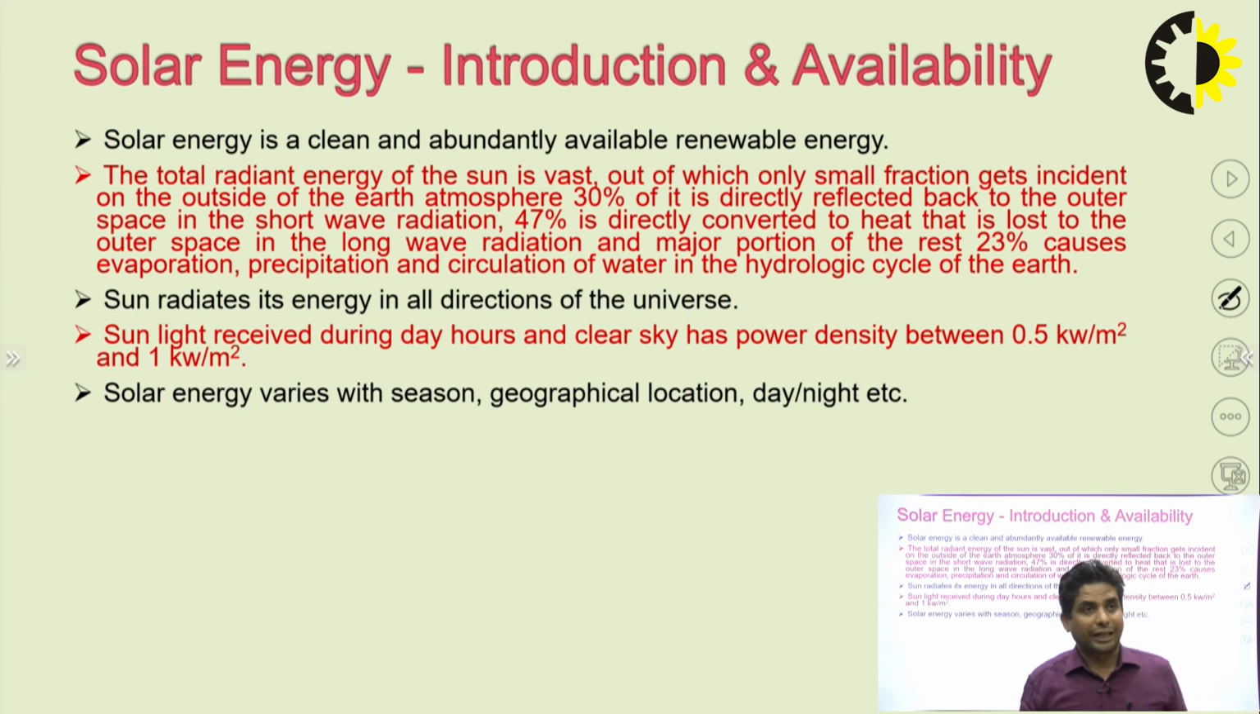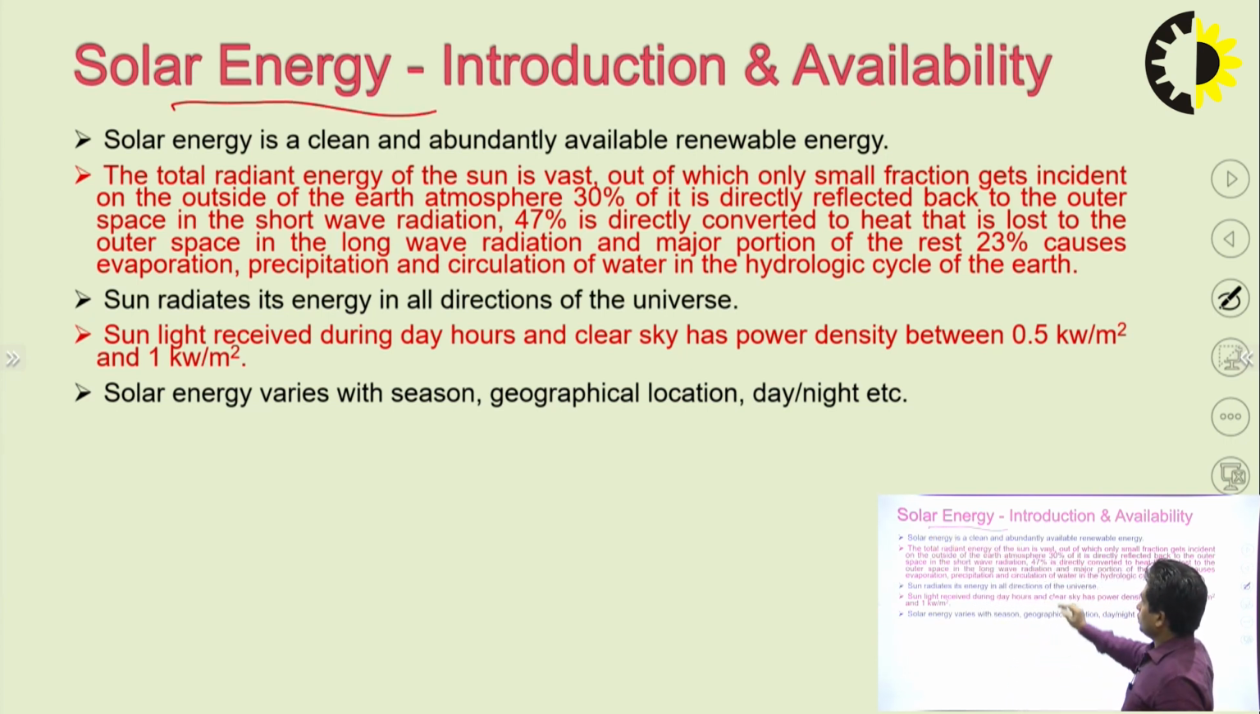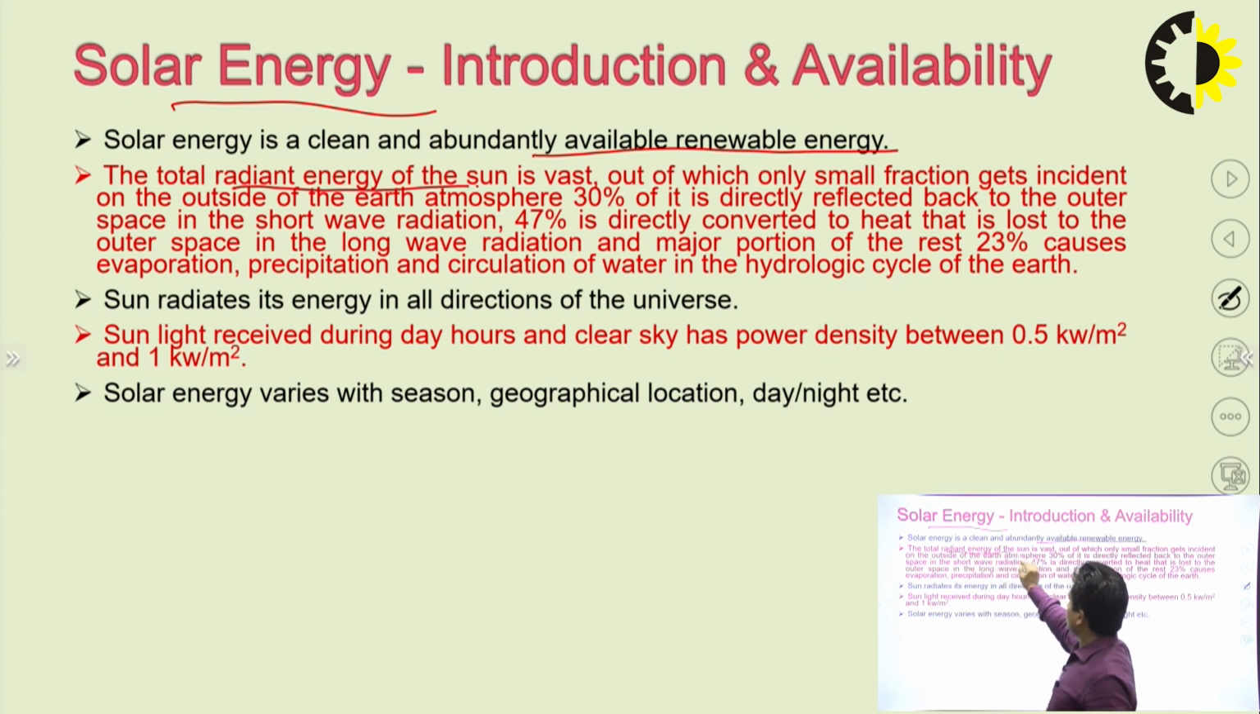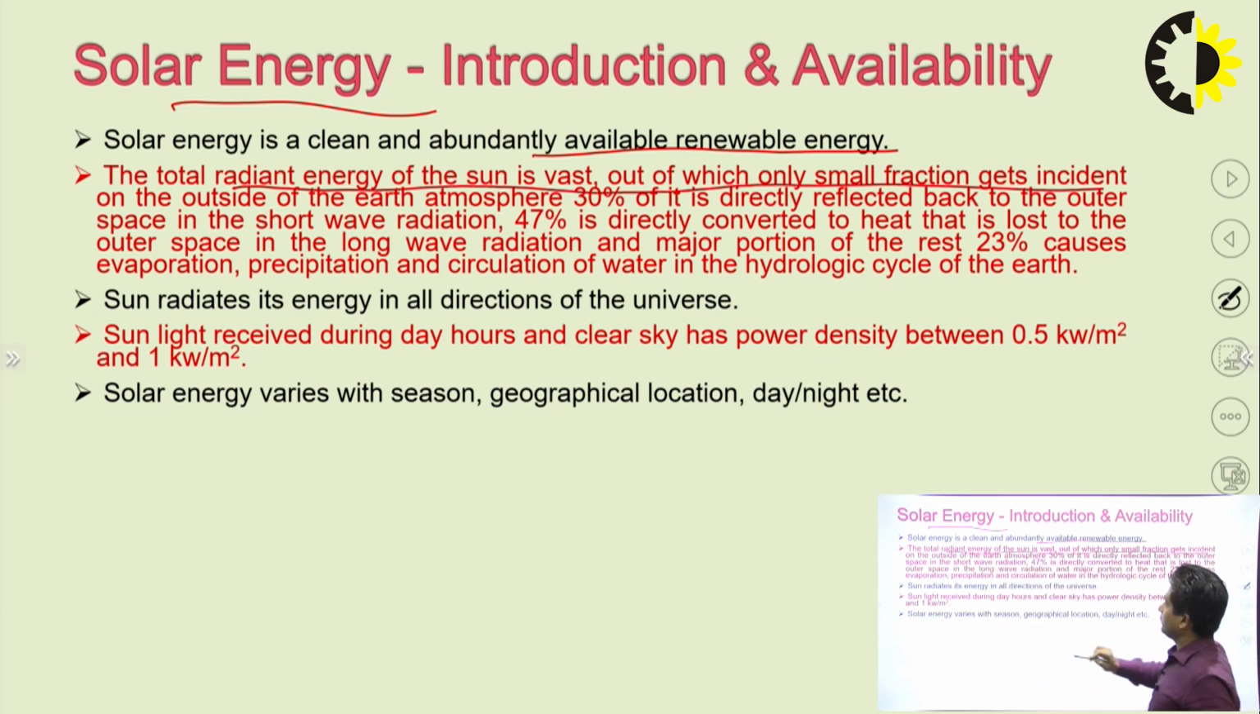Second major energy resource after wind is solar energy. Solar energy is a clean and abundantly available renewable energy source. The total radiation energy of the sun is vast, of which only a fraction is incident on the atmosphere. 30% is directly reflected back to outer space as short wave radiation, and 47% is directly converted to heat, that is a lot. The sun radiates its energy in all directions of the universe.